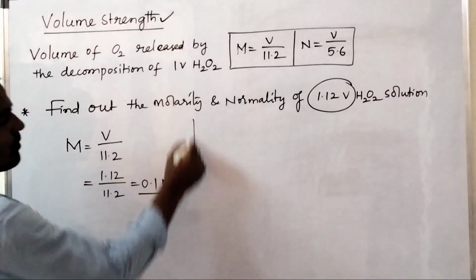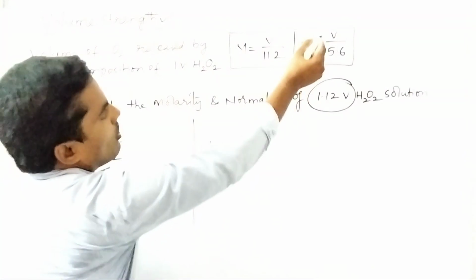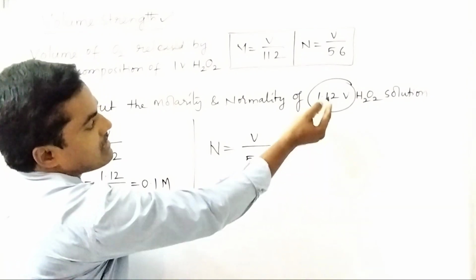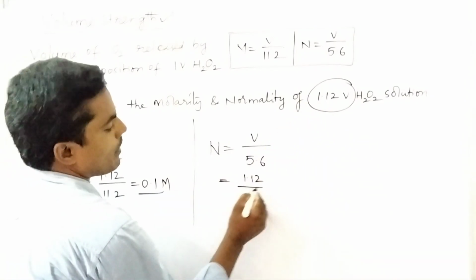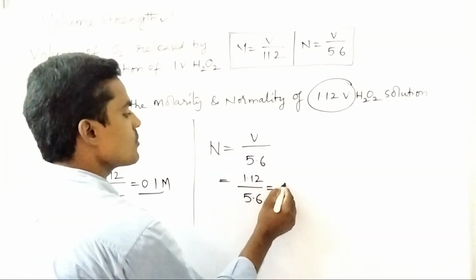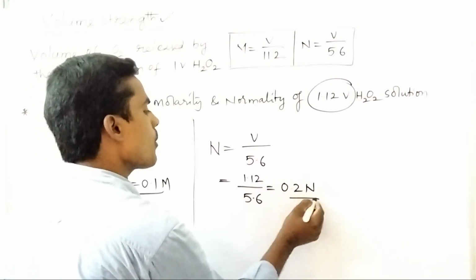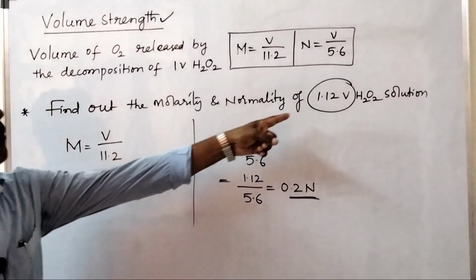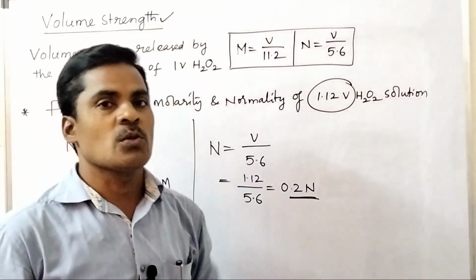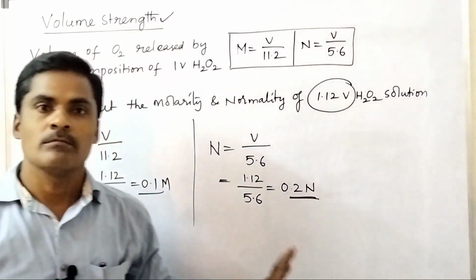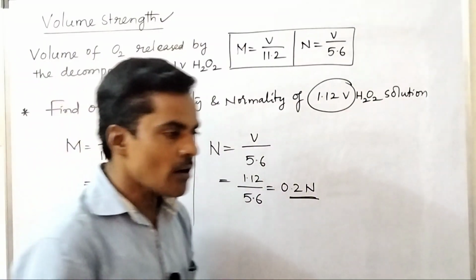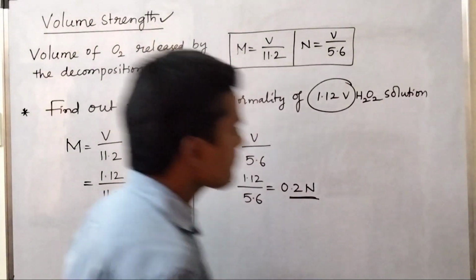Okay, now the normality equals what? Volume strength upon 5.6. So volume strength is given, that is 1.12 upon 5.6, that equals 0.2 N normality. So this is the normality of 1.12 volume H2O2 solution. I hope it is clear. Okay, now let's move on to the next numerical.